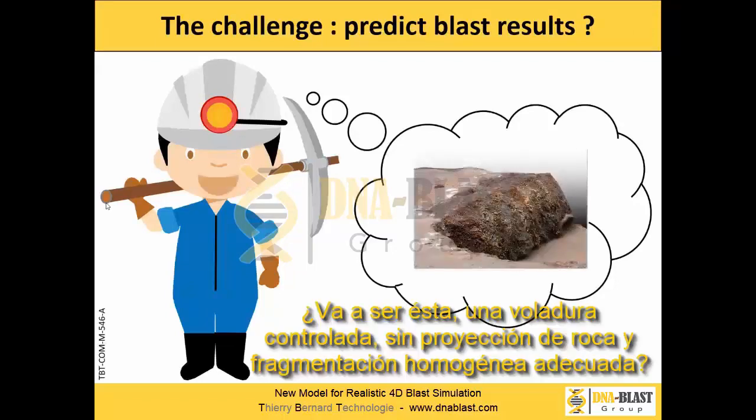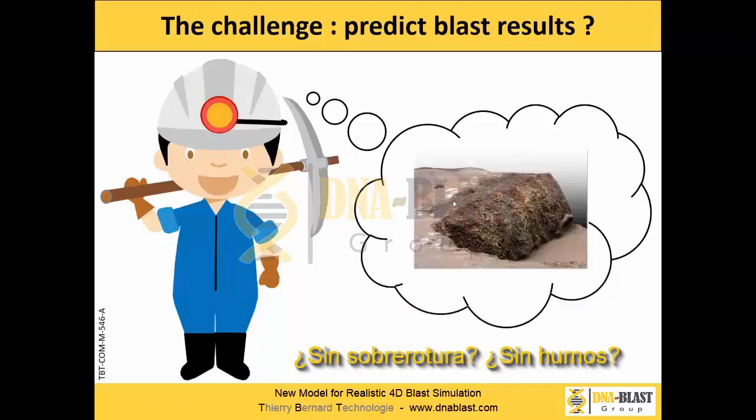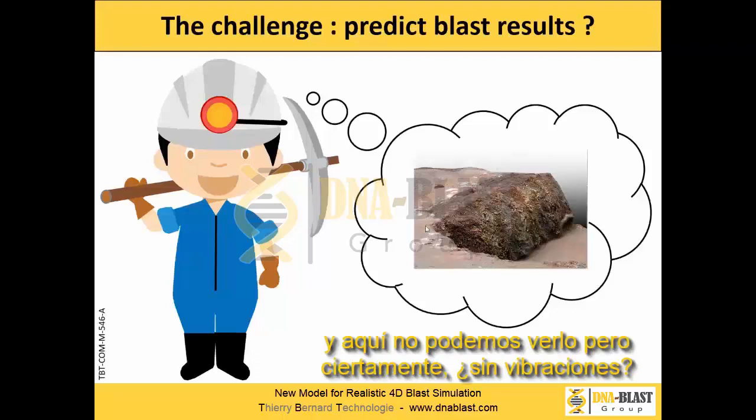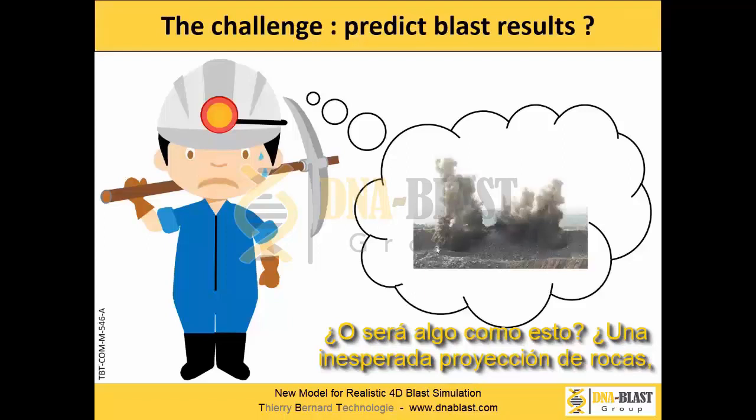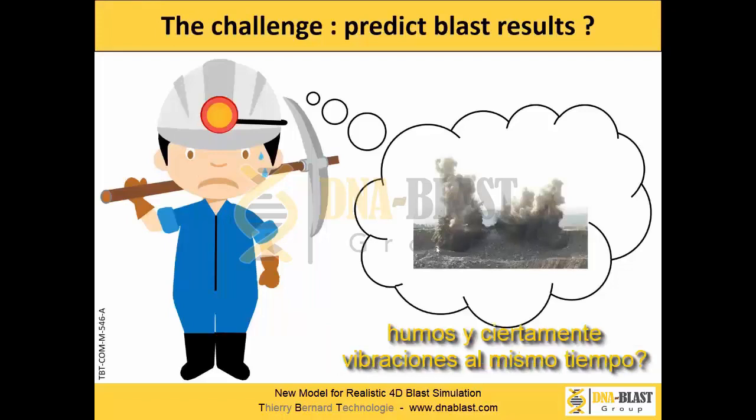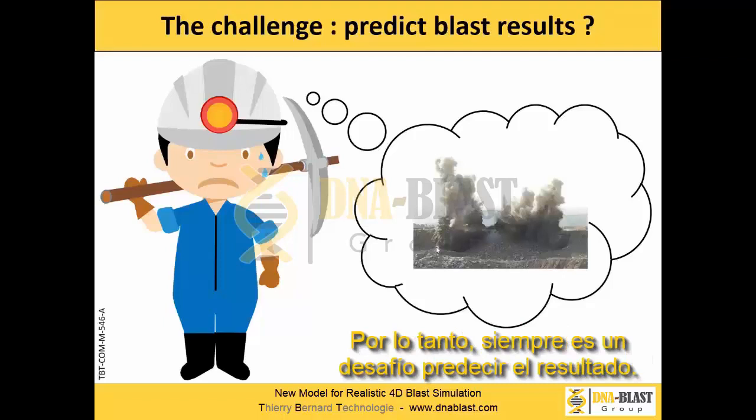A nice, smooth blast with no fly rock, fairly homogeneous fragmentation, no backbreak, no fumes, and here we cannot see it, but certainly no vibrations? Or is it going to do something like this? A very unexpected blast with lots of fly rocks, fumes, and certainly vibration at the same time. So it's always a challenge to predict the result.